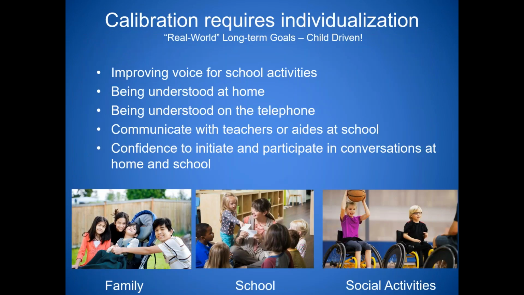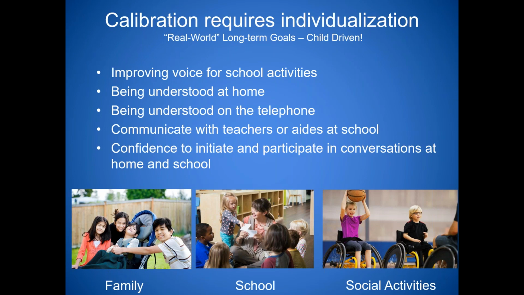So finally, as Dr. Bullock mentioned, calibration requires individualization. It requires saliency so that the child really finds a reason to take these treatment techniques and use them in the real world. And these are just examples that it will vary from child to child across families, schools, social activities. One child may be very invested in improving voice for school activities.